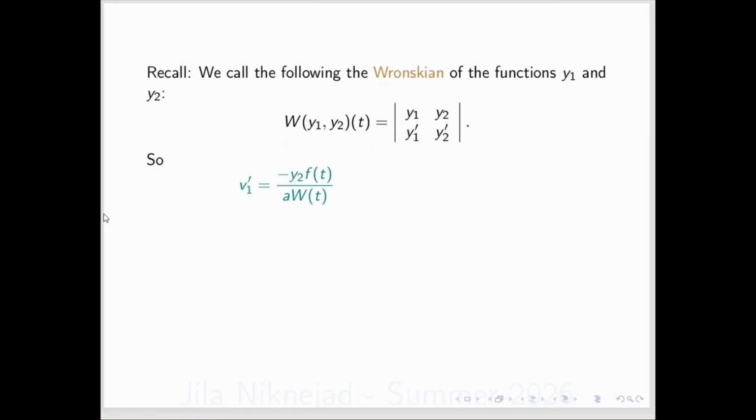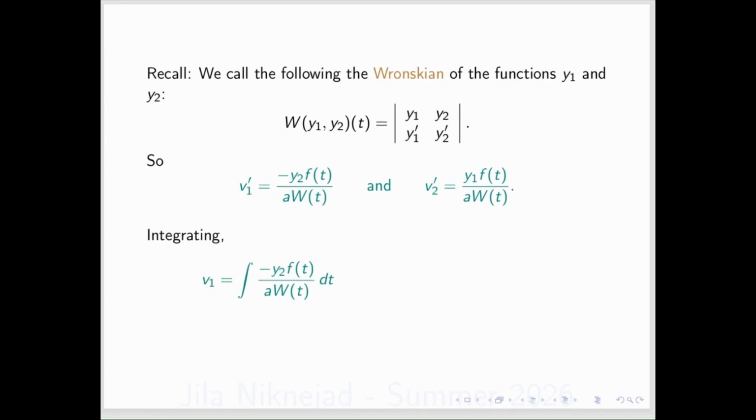So now, according to what we just did, v1 prime is going to be minus y2 f of t over a times the Wronskian. Also, you can denote the Wronskian this way. And then v2 prime is equal to y1 f of t over a W of t. Take the integral of this. So v1 is going to be the integral of minus y2 f of t over a times the Wronskian dt. And v2 is going to be the integral of y1 f of t over a times the Wronskian dt.